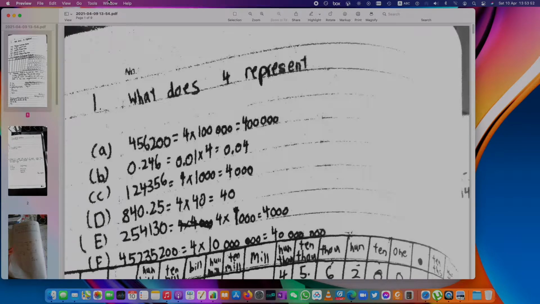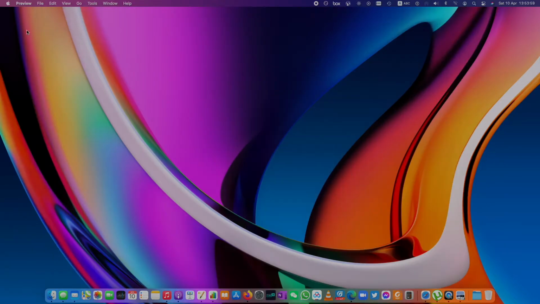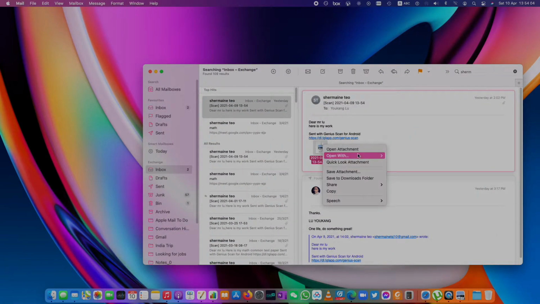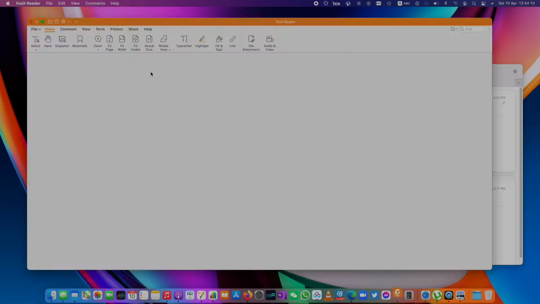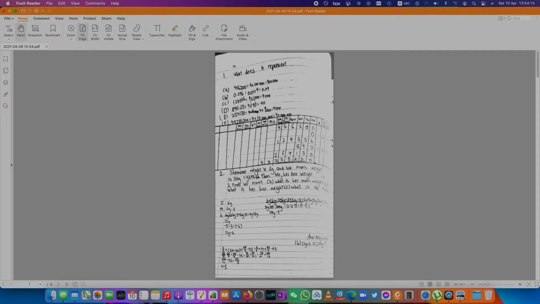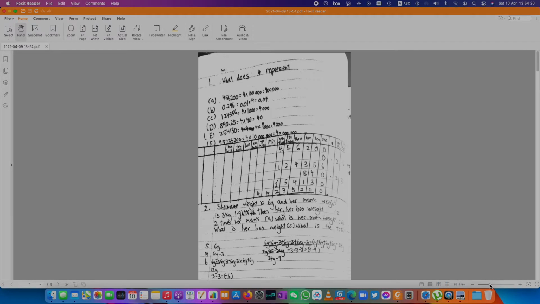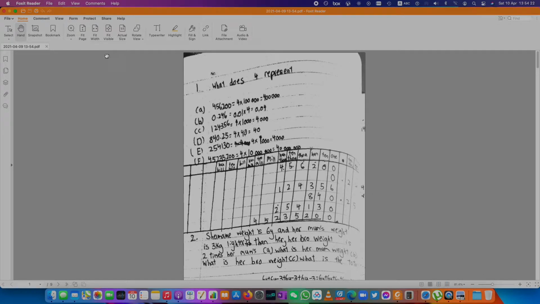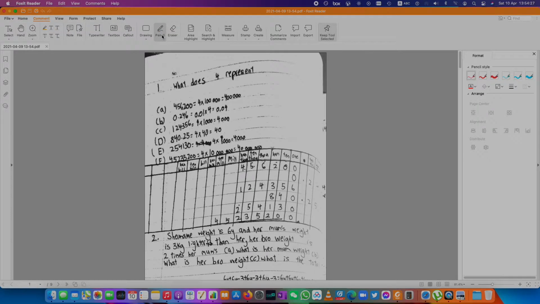I can do the marking here. This is a PDF. Let me see if I can open it in another app. Oh yes, let me open it in Foxit Reader. Yes, this is what I want. Let me zoom in a little bit. Alright, good. Pencil. Okay, good. Over here.